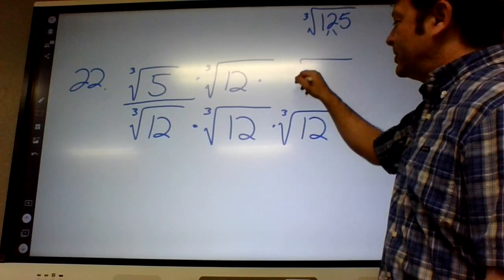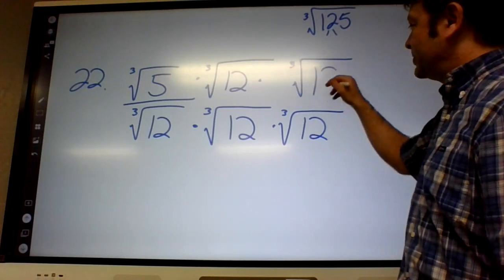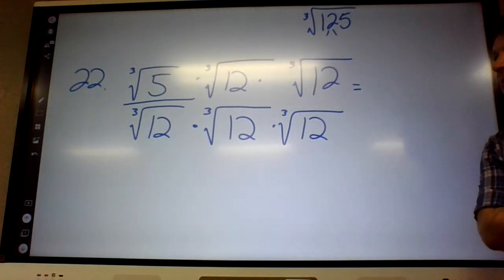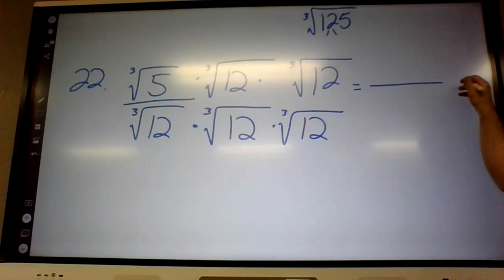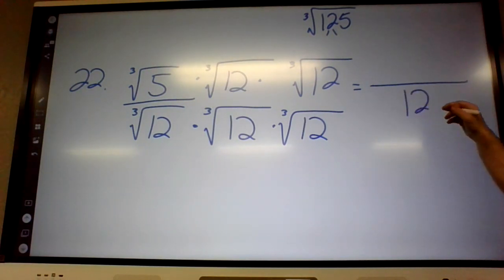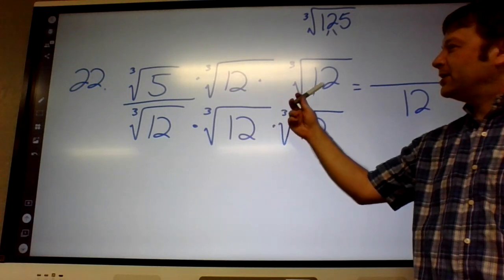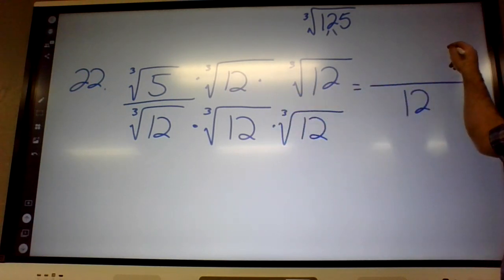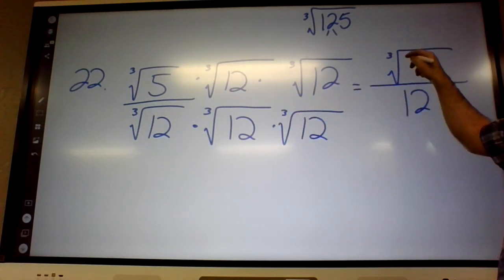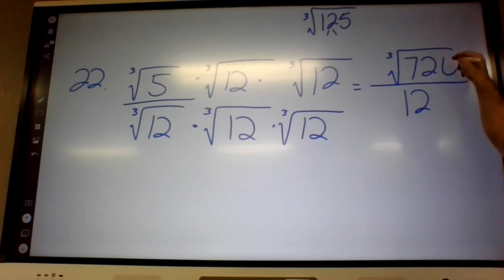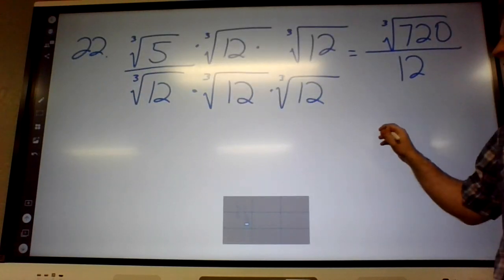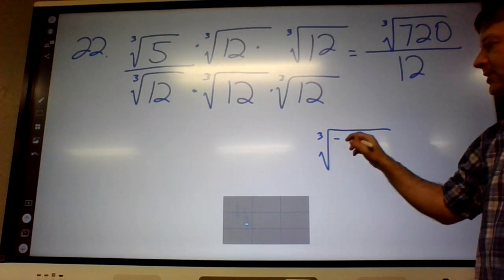Okay, but if I multiply the bottom by that stuff, I have to multiply the top by it as well. The bottom is just 12. The top is kind of a big number. 120. Yeah. Okay, but we kind of have a problem here. 720 simplifies.